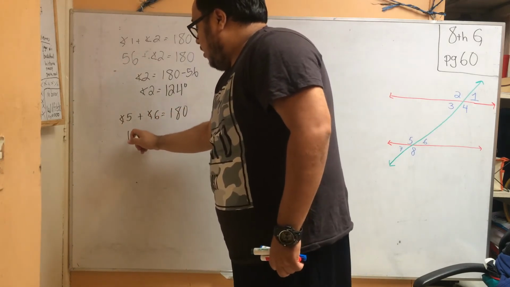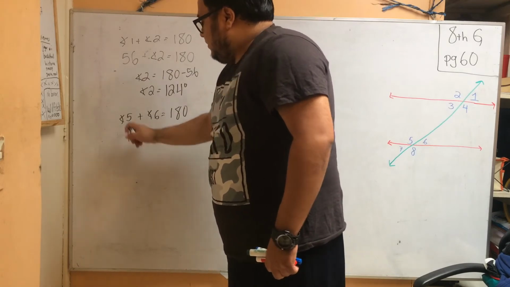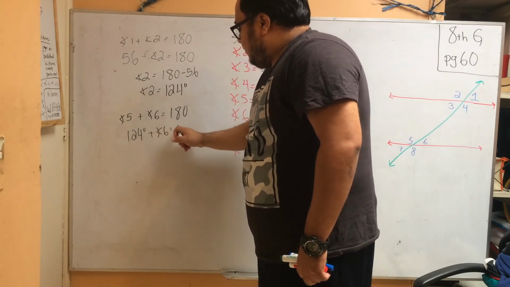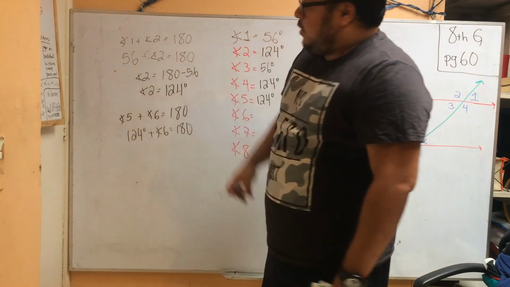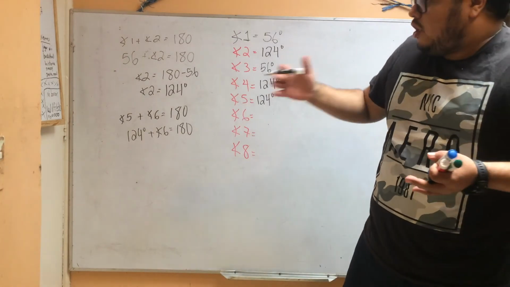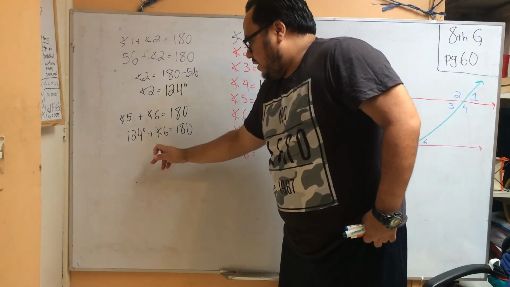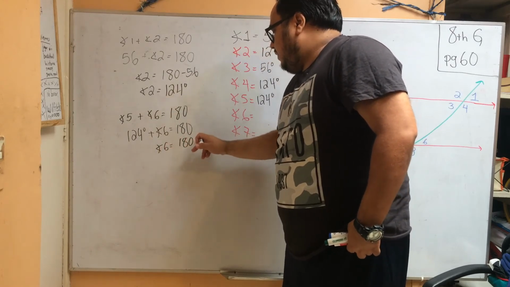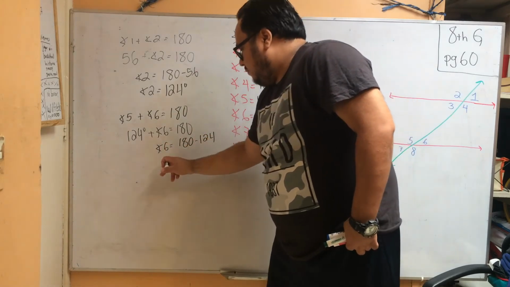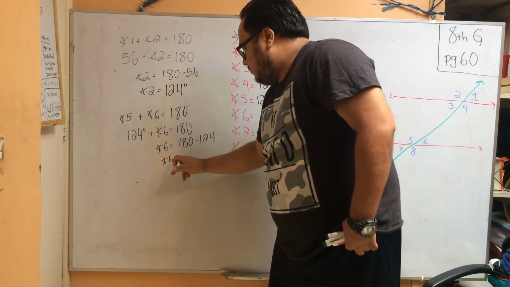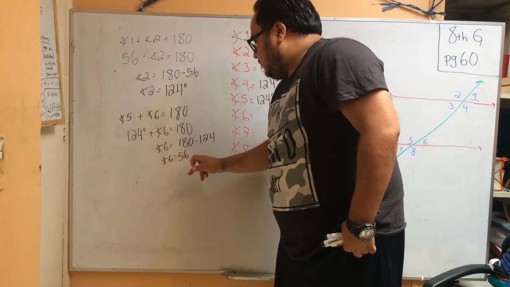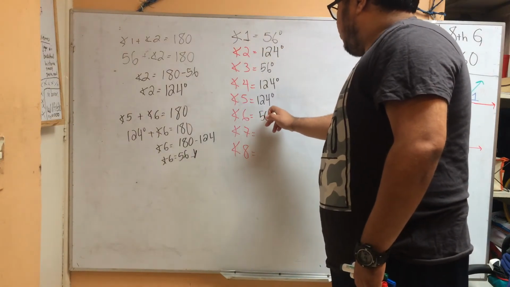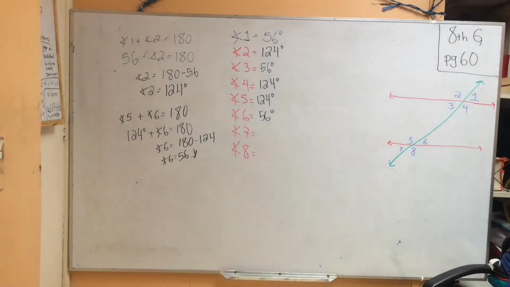And we know that 124 degrees is the measurement of angle number 5. So we bring it to angle number 6. And we do the same operation we did on the top, but this time we're solving for the other angle. So angle number 6 is 180 minus 124, and angle 6 is equal to 56. Because we're doing the same operation, but solving for the other.